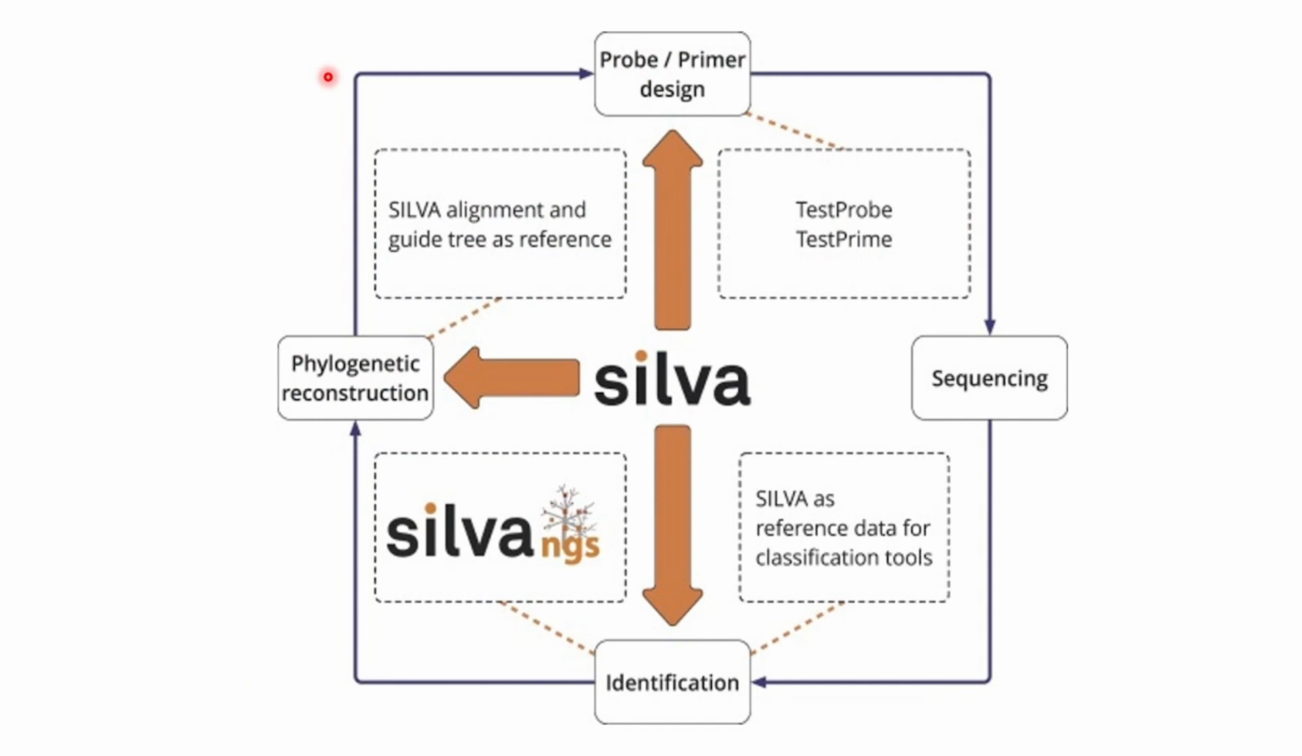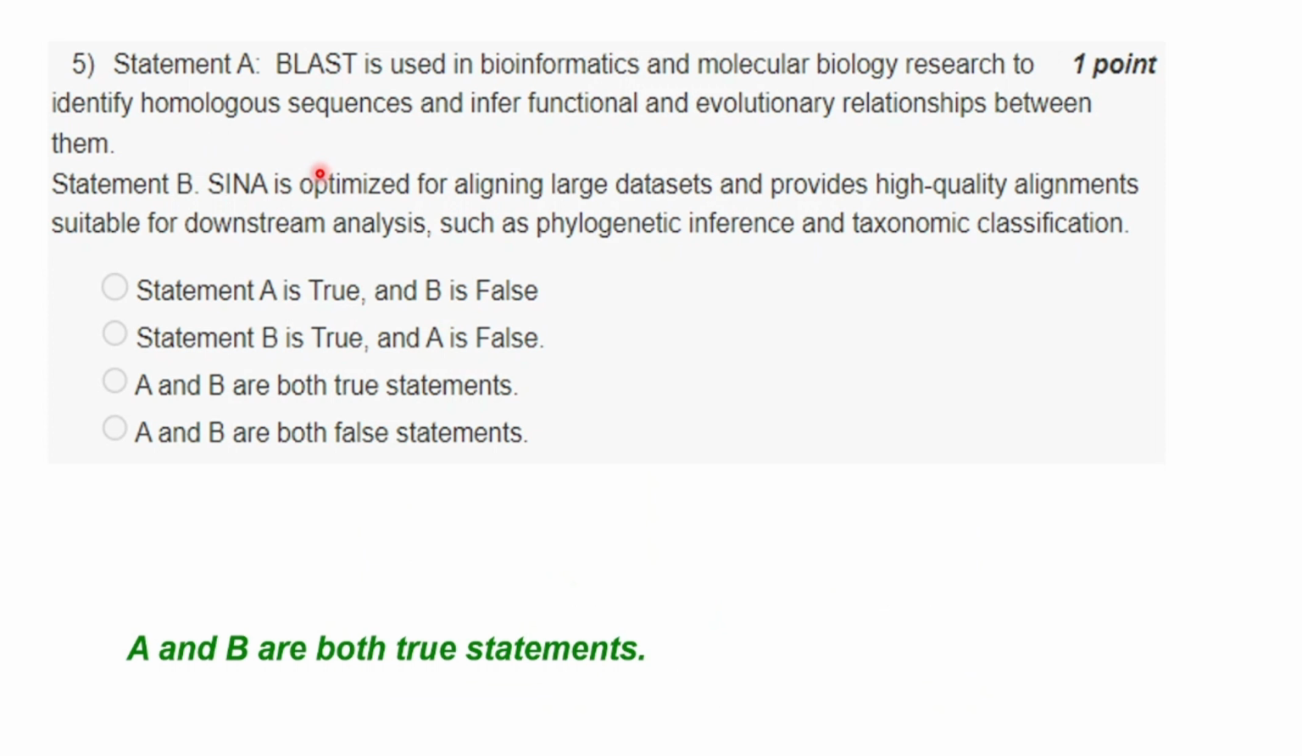Now, SINA is basically optimized. So what is the question? It's optimized for aligning large data sets and provides high quality alignments suitable for downstream analysis such as phylogenetic inference and taxonomic classification. So this statement is true.